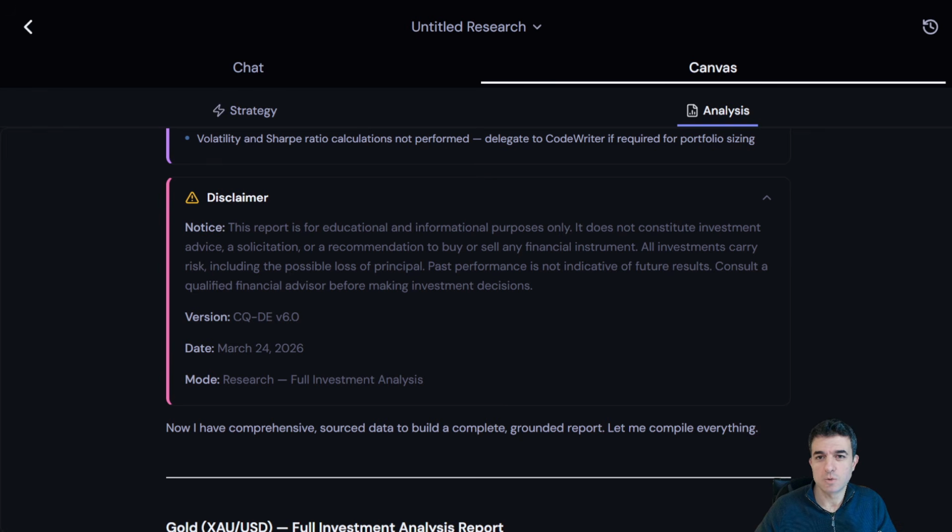Now, of course, as always, this is not real financial advice. It's an AI tool. It's for educational purposes, and you should always verify and validate the information before making any decision. Even AI can make mistakes, although this tool, as I've already mentioned, is really mind-blowing for me.